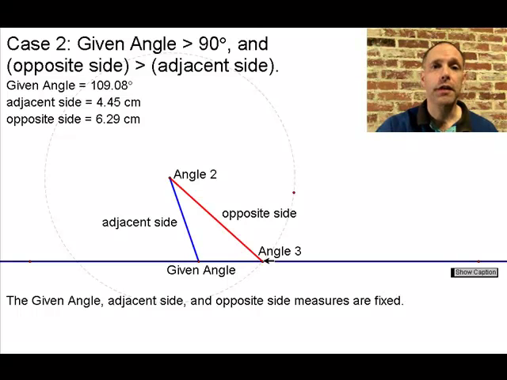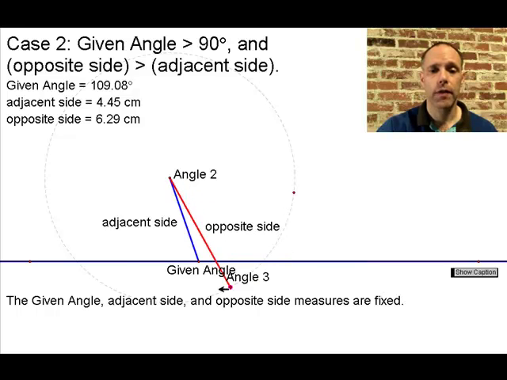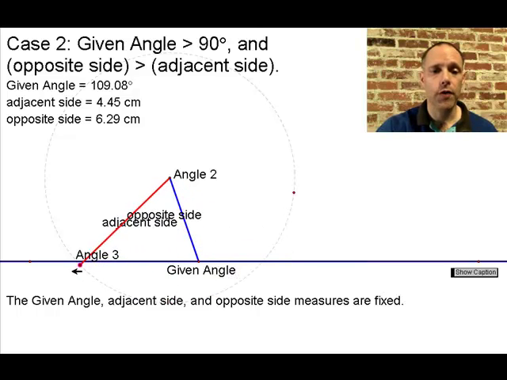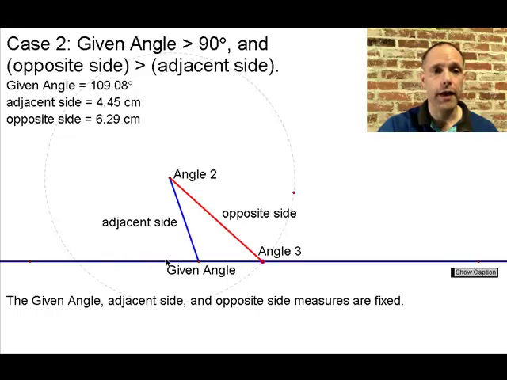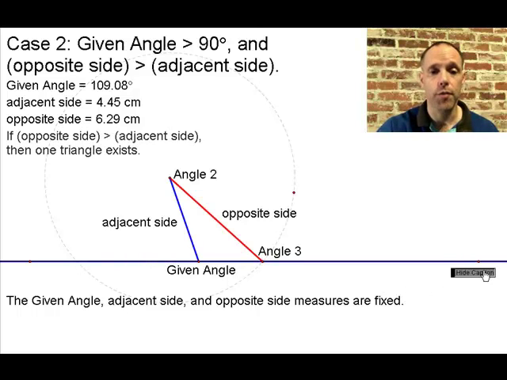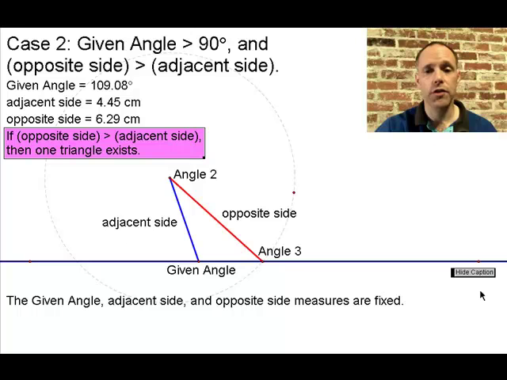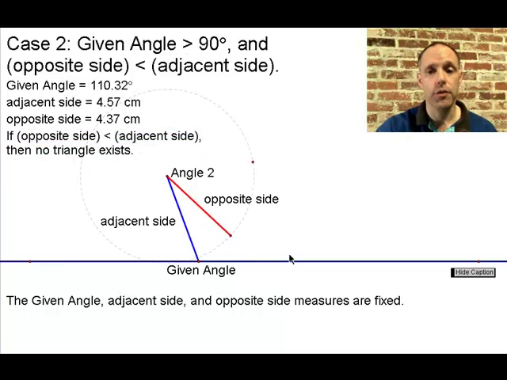The same thing happens if the given angle is greater than 90 degrees. If the opposite side is bigger than the adjacent side, then there's exactly one triangle. Although I could swing angle 3 around to the other side and create a triangle, the given angle is now the supplement of the angle that was given in the problem and not the 109.08 that we were told to use in this problem. So, if the opposite side is larger than the adjacent side, then there's only one triangle possible if your given angle is either acute or obtuse.